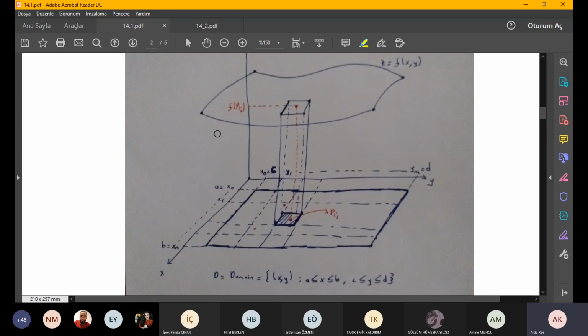As you can imagine, it is the volume of a solid, and now for the Riemann sum, if you divide that solid into, let's say, n partitions, one piece here will be like that.